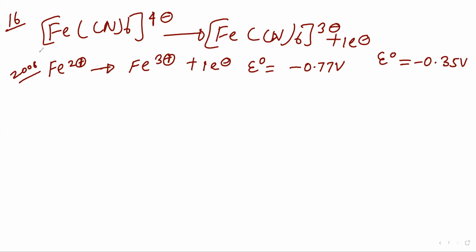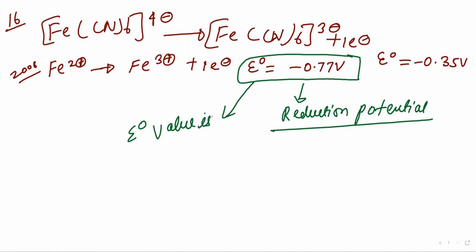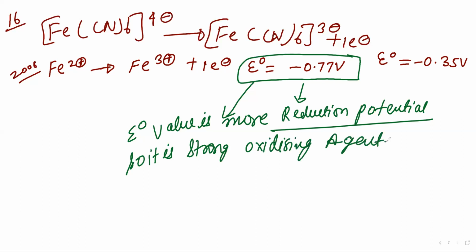This was asked in 2008. Substances which have higher reduction potential are strong oxidizing agents. So we see whose reduction value is more. Observing the negative values, you can see the second reaction's E naught value is more. So this is the reduction potential of the iron, and it will be the strong oxidizing agent, because its E naught value is more. So the answer will be Fe3+.